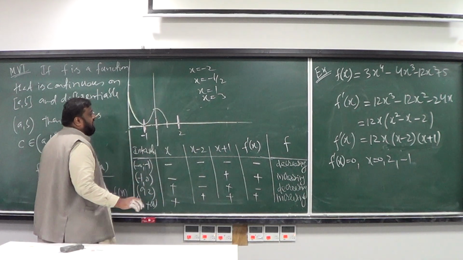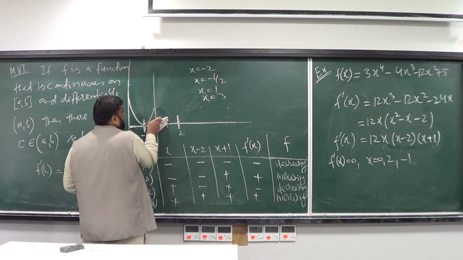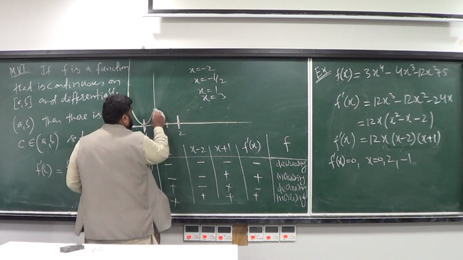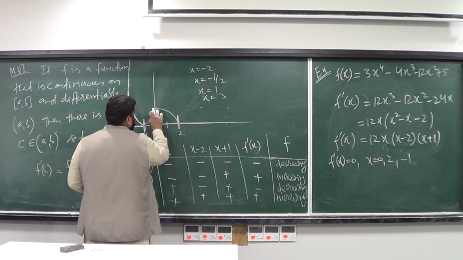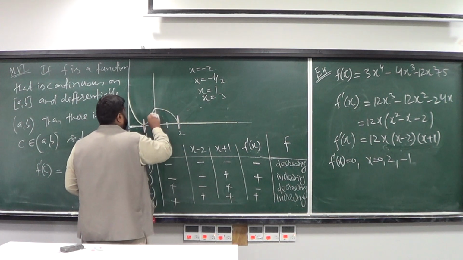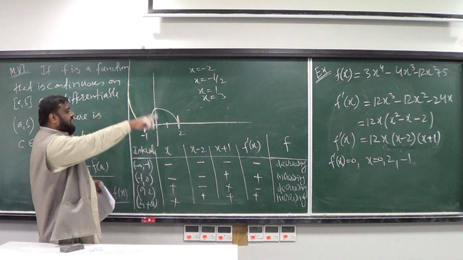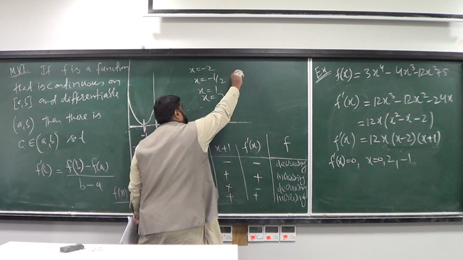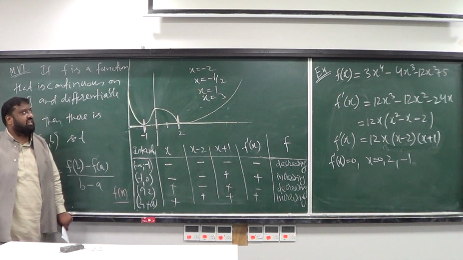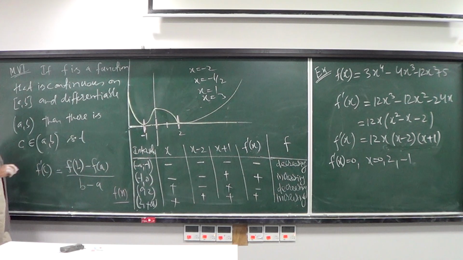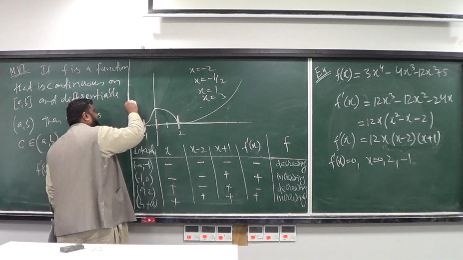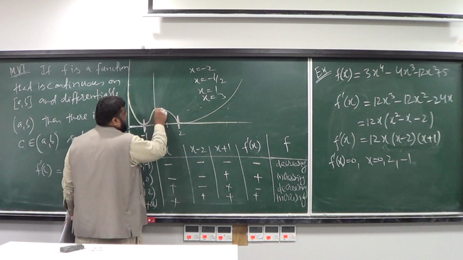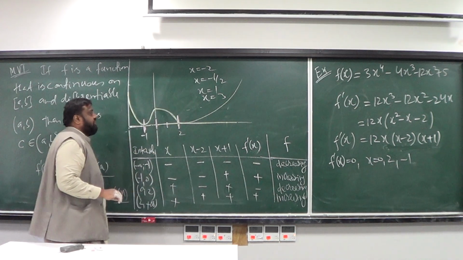So what does this mean? This means that from 2 to infinity, the function is increasing. So the function has started increasing again, so maybe the function would go like that. Now if you plot this function, you will see that its rough sketch is going to be something like that. So on and so forth.